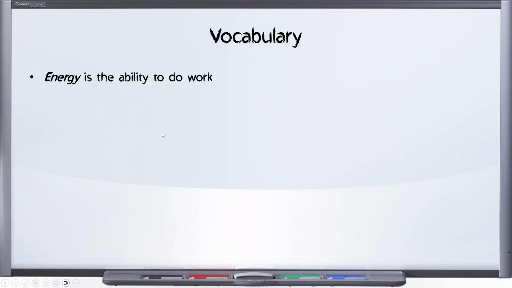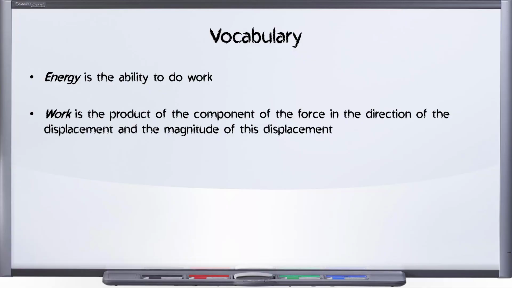Energy is defined as the ability to do work. Work is defined as essentially this equation: the amount of force you are pushing with in the direction the thing is moving, multiplied by how far you got it to move. This is the definition of work. And work is defined to be energy. Energy is defined to be work. Work is defined to be this equation.